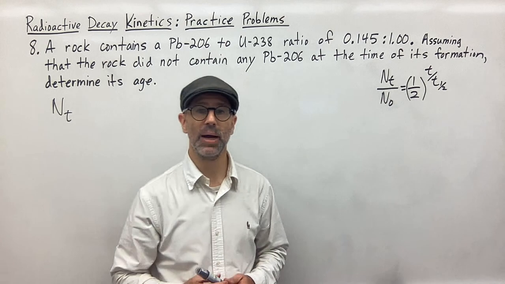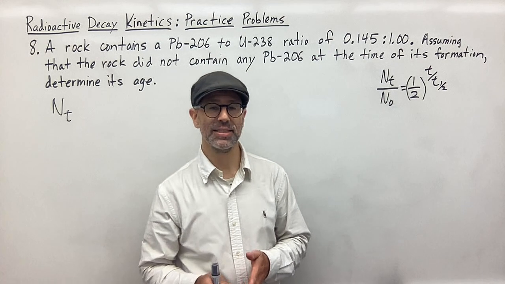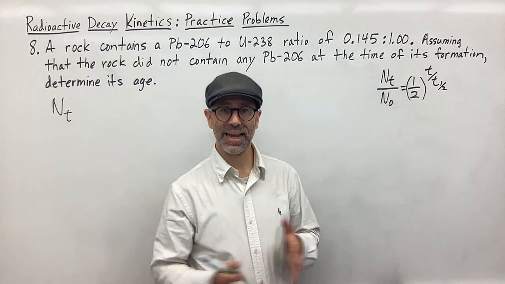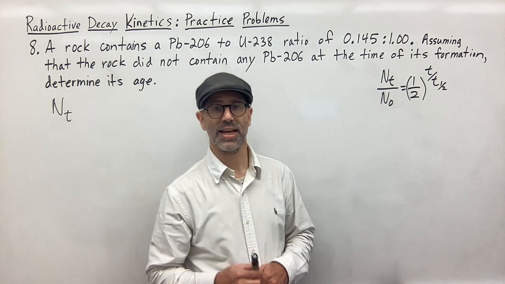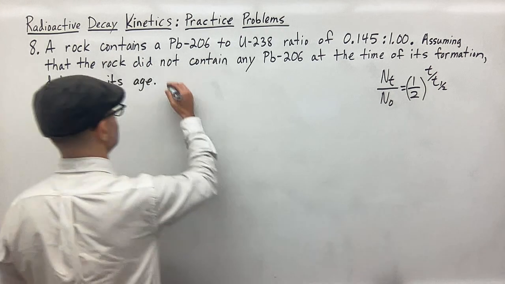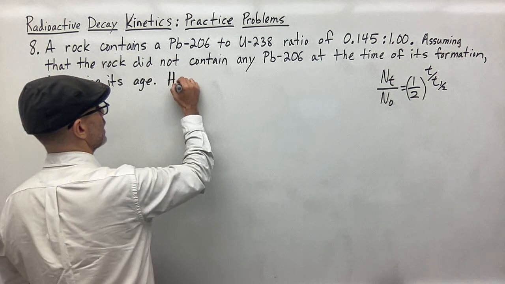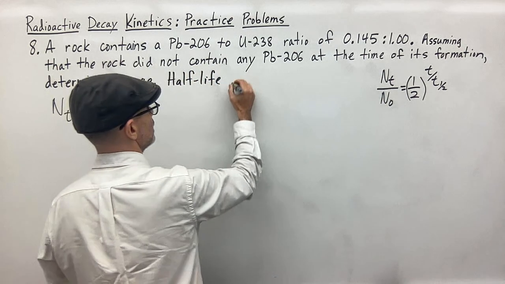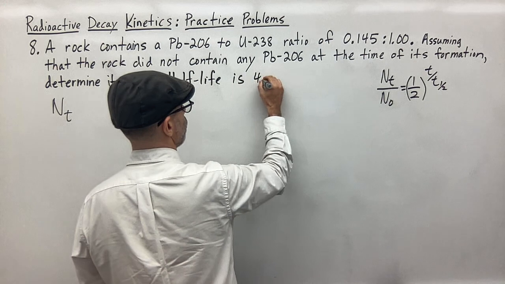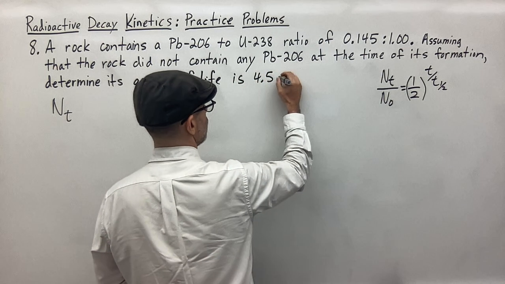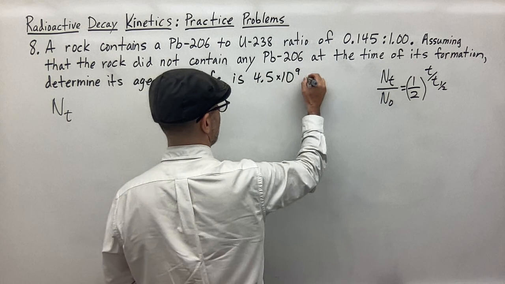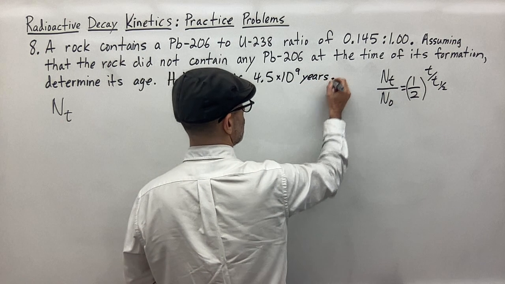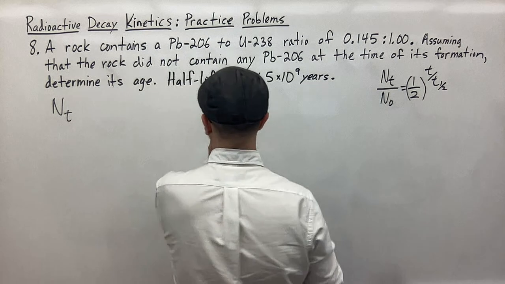Now, the thing that we need to keep in mind is that the lead 206 came from the uranium 238. Uranium 238 decays into lead 206, and the half-life for this process is 4.5 times 10 to the 9 years, or 4.5 billion years. So that's the half-life, and we're going to use that.